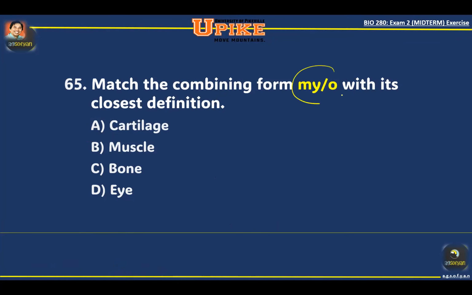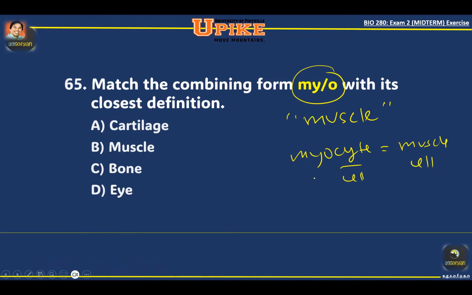Myo, we already mentioned that. Myo means muscle. Myocyte means cell, so it's going to be muscle cell. So myo means muscle.